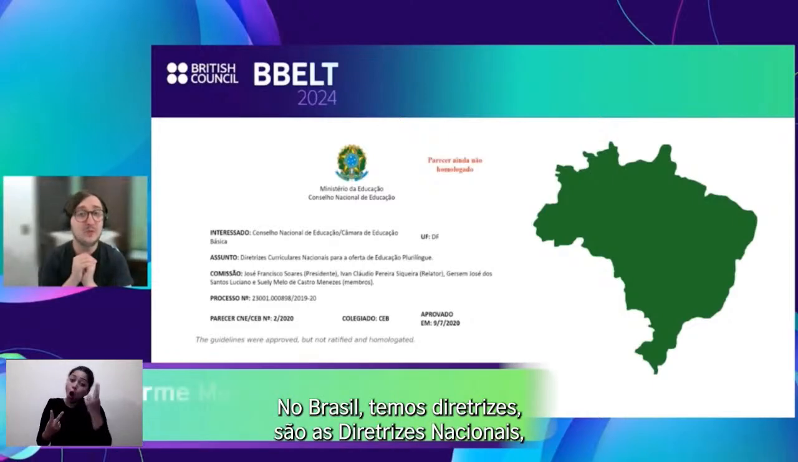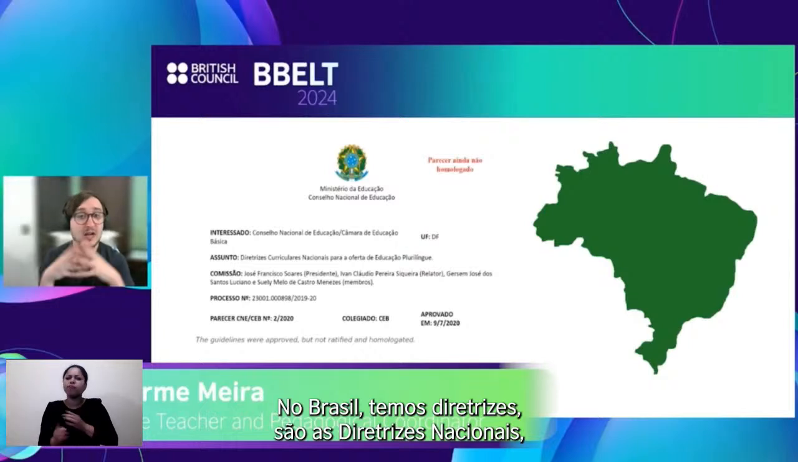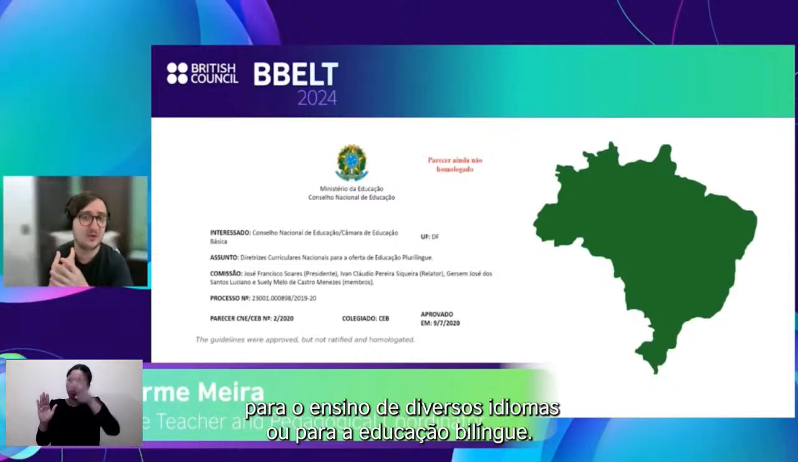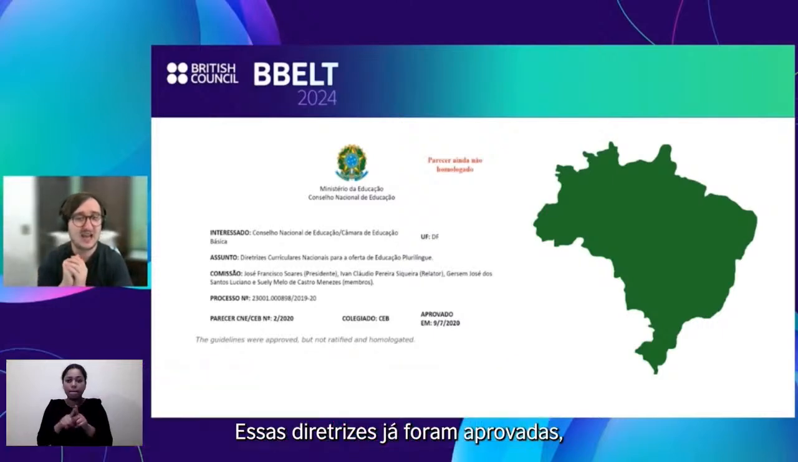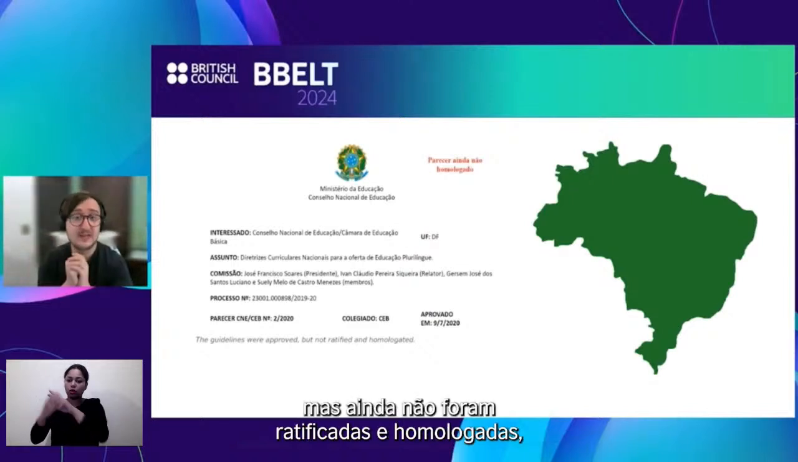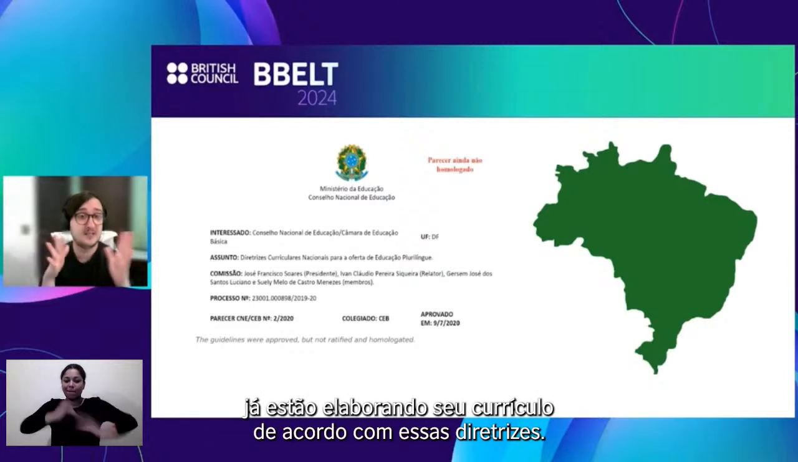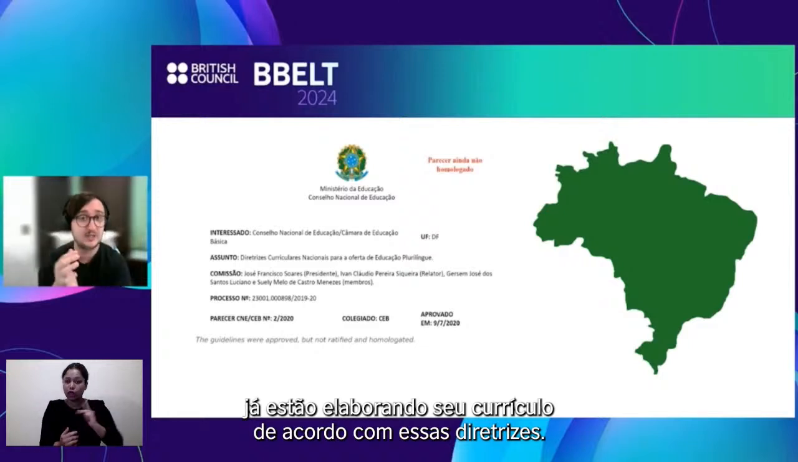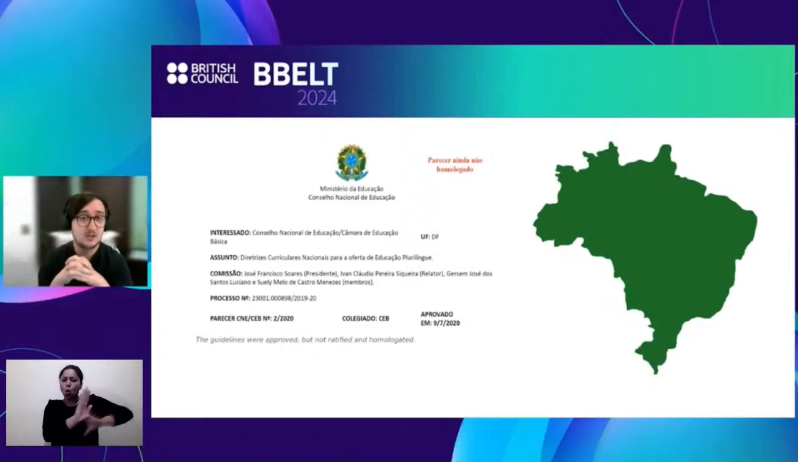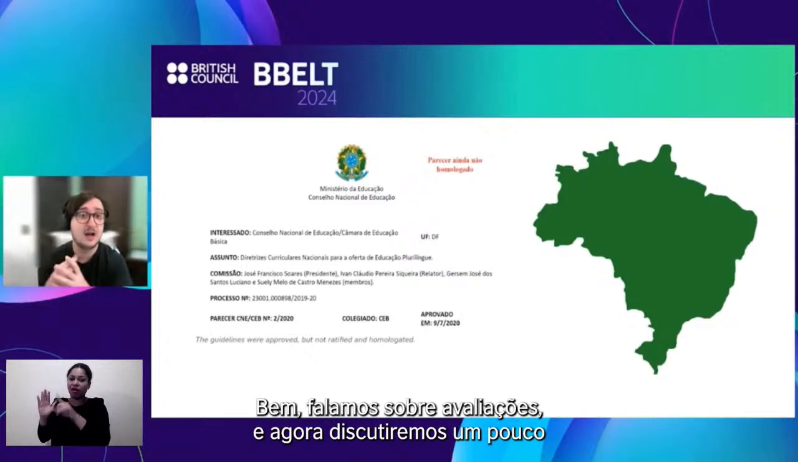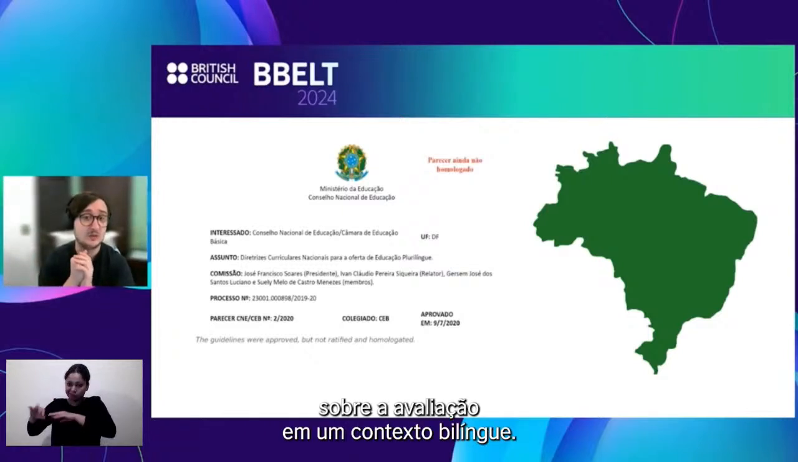So in Brazil, we have these guidelines, those national guidelines for plurilingual and bilingual education. These guidelines were already approved, but they haven't been ratified and homologated yet. But most private schools are already designing their curriculum according to these guidelines. So we're talking about assessment. Now we will be discussing a little bit about assessment in a bilingual context.